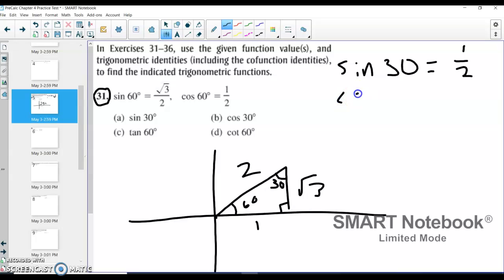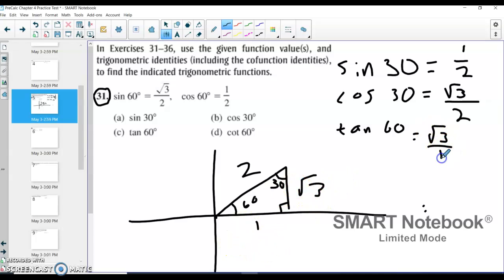For B, that's the cosine of 30. And using, again, the 30-degree angle, we use adjacent over hypotenuse. That's the square root of 3 over 2, because square root of 3 is adjacent, 2 is hypotenuse. The tangent of 60, so now we're going back to the 60-degree angle, still the same triangle. And we go opposite over adjacent. Well, that's square root of 3 over 1, which you could even just leave as the square root of 3.